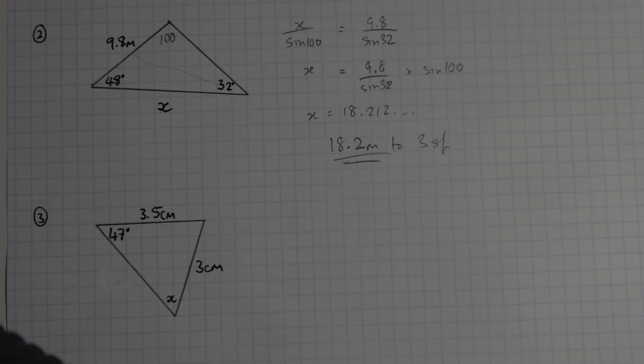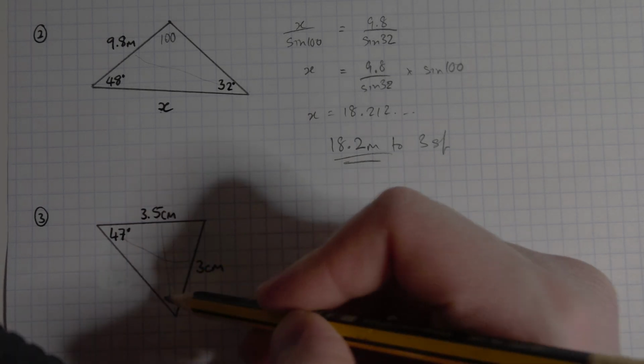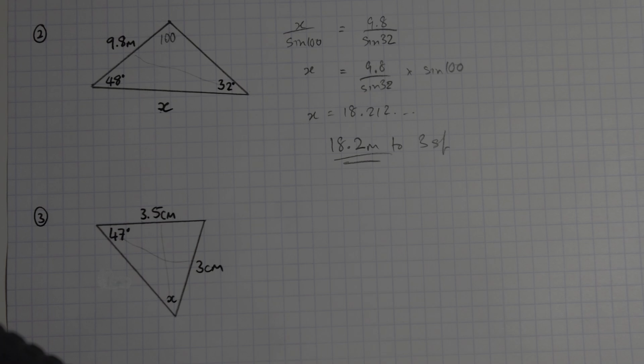Now question number 3 is also an example of using sine rule. I know it's sine rule because I've got pairs of opposites going on. I've got that's opposite that, that's opposite that. So it's definitely going to be sine rule to work this out.